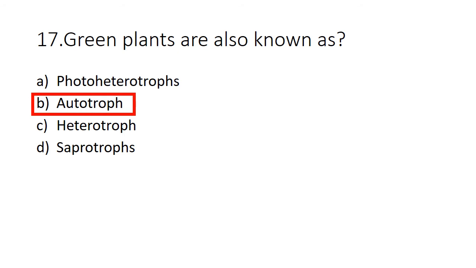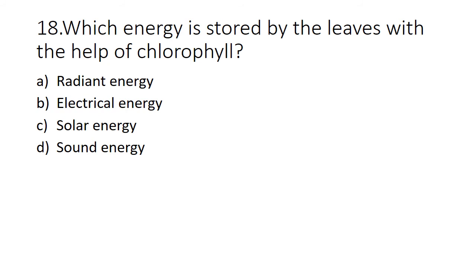Autotroph, because green plants make their own food. That is why they are known as autotrophs. Let's move on to the 18th question. So the 18th question is, which energy is stored by the leaves with the help of chlorophyll? A. Radiant energy, B. Electrical energy, C. Solar energy, or D. Sound energy.